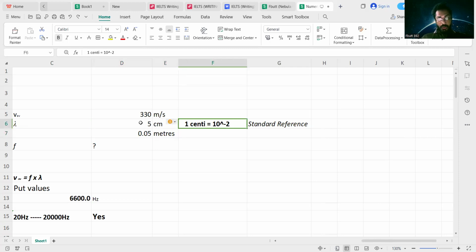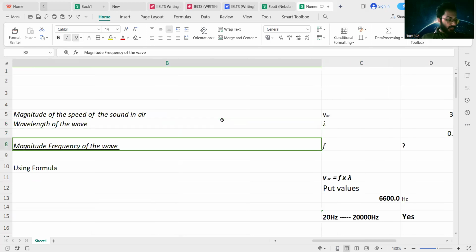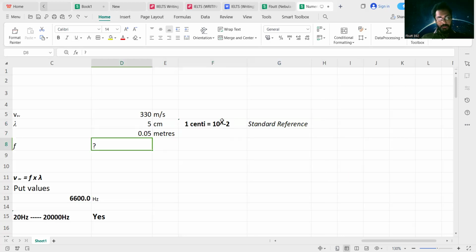Whenever you put the value in replacement of prefixes, the standard values, you have to indicate it on the right hand side as a standard reference. So I have written it as a standard reference: 1 centi is equivalent to 10 raised to the power minus 2. What we have to find is the frequency of the sound wave. Frequency of the sound wave, small f, is equal to, we have to find.